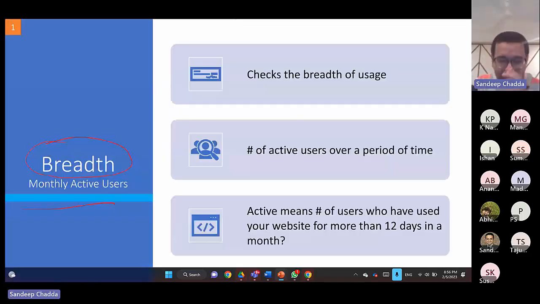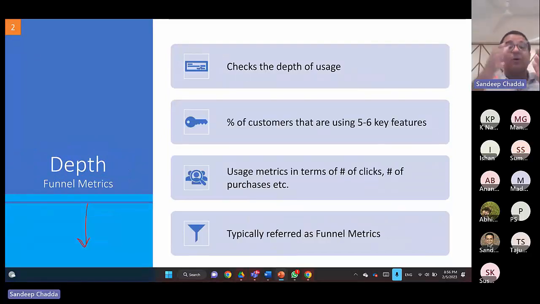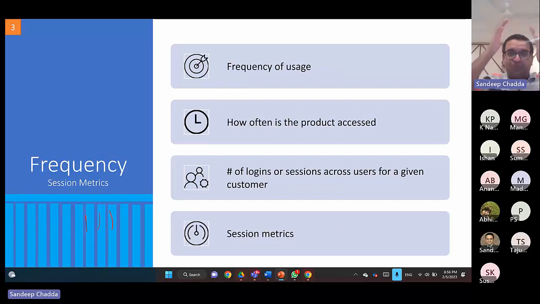Breadth is just a number, right? It's a variable X. Depth is also a number. It's just that that number has been split into the features that you want to talk about. Frequency, you have split that number by sessions. You are basically saying, though you have gone that deep, every time you go that deep, your usage is new for me. Does that make sense? So if Soham uses my product 10 times, I want to track him 10 times.